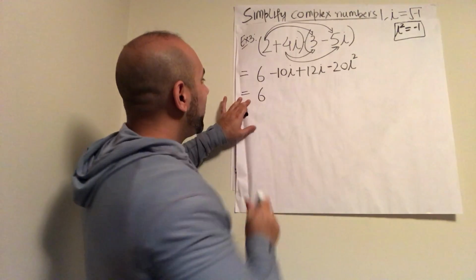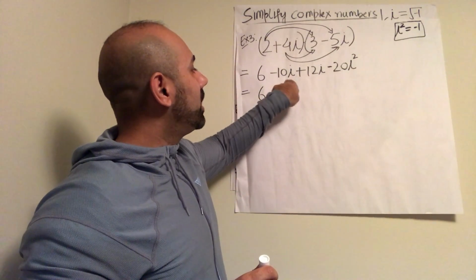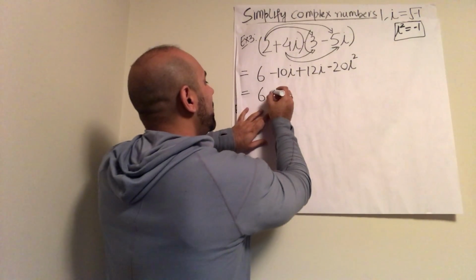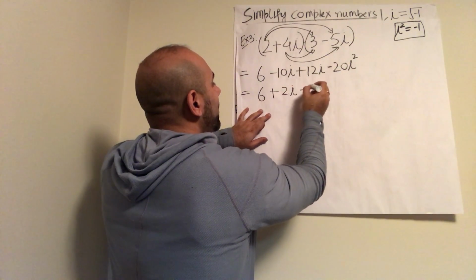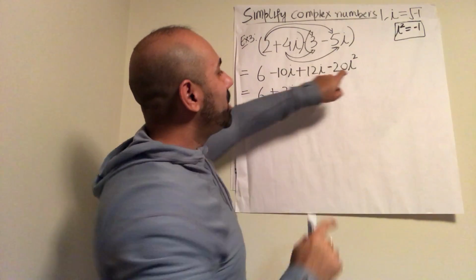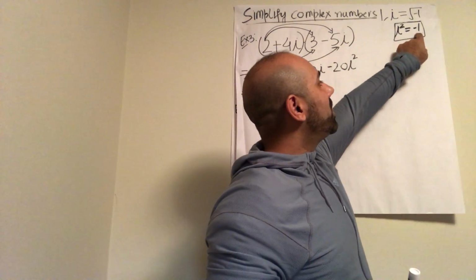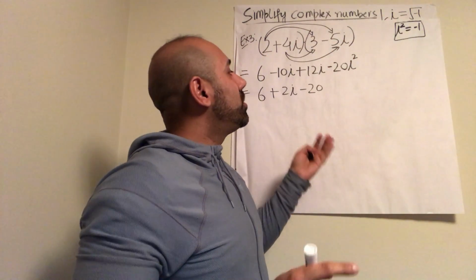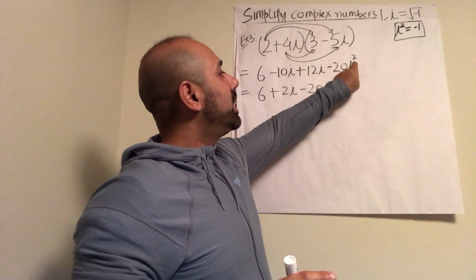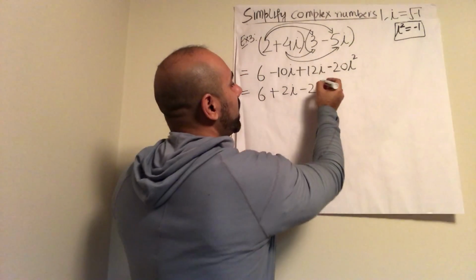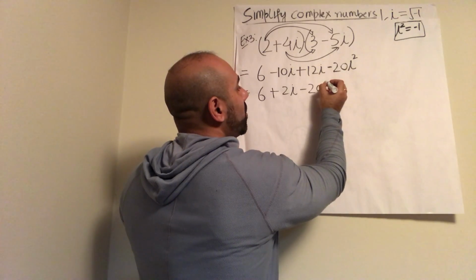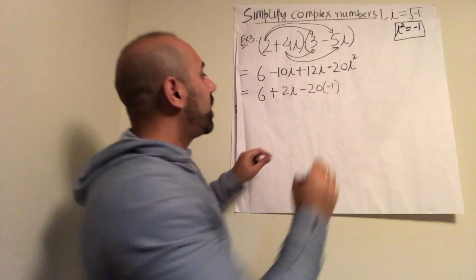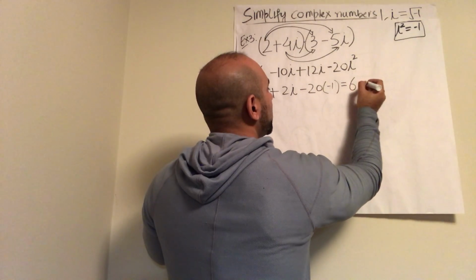Well, 6, I can leave it like that, but I can see here both these terms are imaginary, so I can combine them. -10 plus 12 is plus 2i. And then I have a -20 i square, but we already know that i square is equal to -1. So whenever we have an i square, when we multiply, divide, or in any other situations, we always have to replace that i square with a -1. So I'm carefully going to replace that i square with -1, which means I'm going to put that in parentheses. So this equals 6 plus 2i.